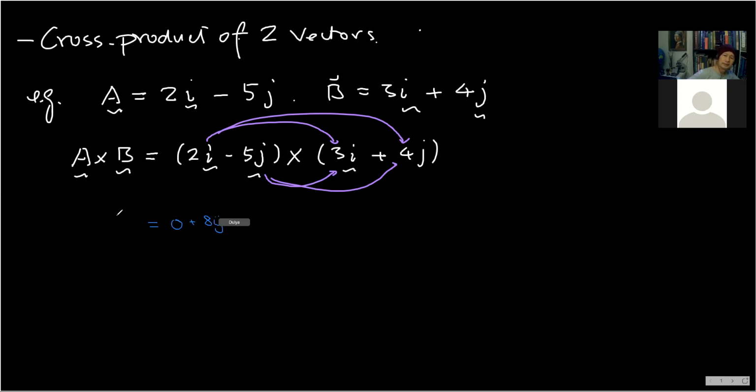You got a 0. Where did you get a 0? Oh, you are right. The cross product of itself equals 0. Is that right? Yeah. Oh, yeah. Yes. But before that, can we write it as a dot?